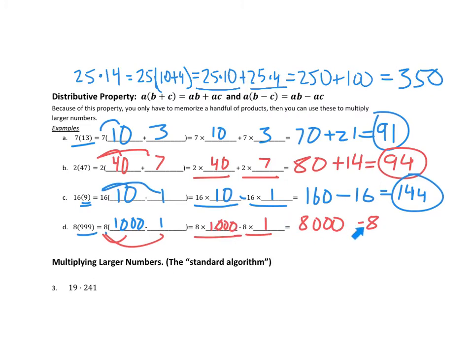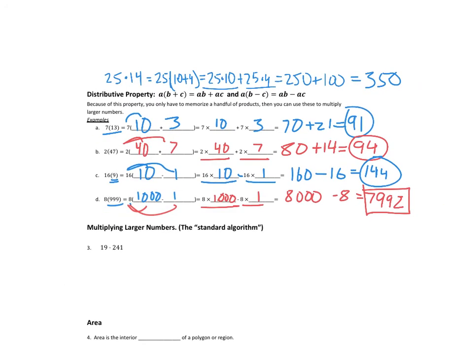Okay, 8,000 minus 8. Well, when you subtract 8 from 8,000, you're going to have 7,990. We're subtracting 8, so 2 plus 8 is 10. So it's going to be 7,992. Okay, so that's kind of nice, and that works often. Doesn't always work, but for a lot of simpler ones that we're going to be doing, they'll do that. Okay, so something to think about.